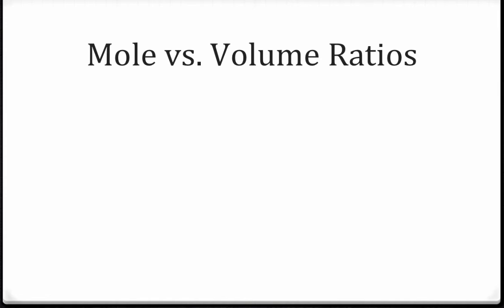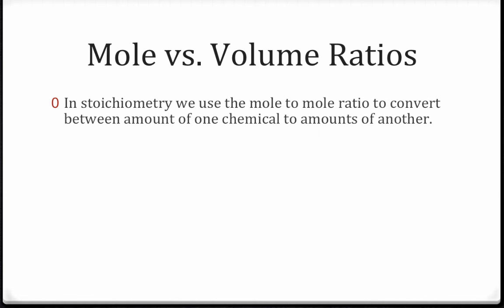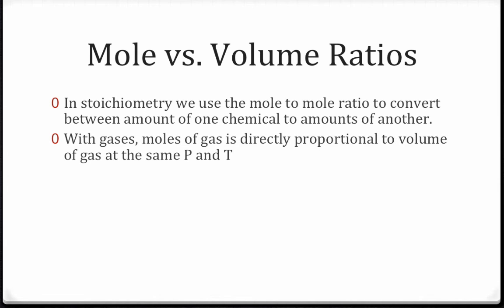If you do get this, as I said, it can save you a little bit of time. So in stoichiometry, we use the mole-to-mole ratio to convert between amounts of one chemical to the amount of another. And that's the thing that makes it special for stoichiometry in particular.